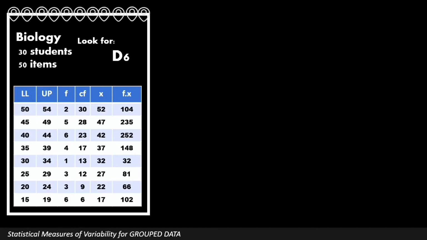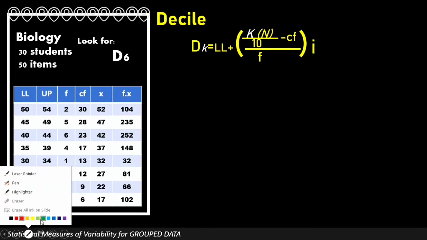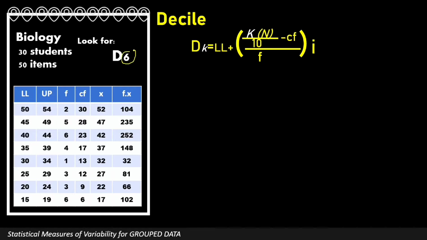The formula of decile for group data is decile k equals lower limit plus open parenthesis k times n over 10 minus cumulative frequency over frequency close parenthesis times interval. Since we are looking for the decile 6, our k here is 6 and our n is 30 since we have 30 respondents. 6 times 30 equals 180 over 10. 180 over 10 is 18.